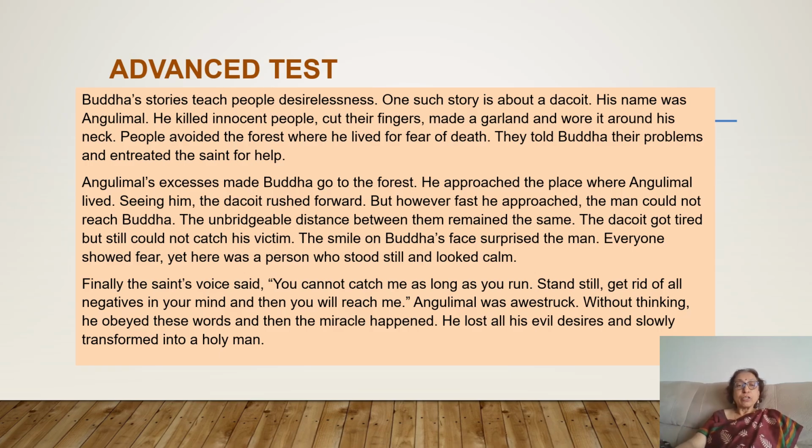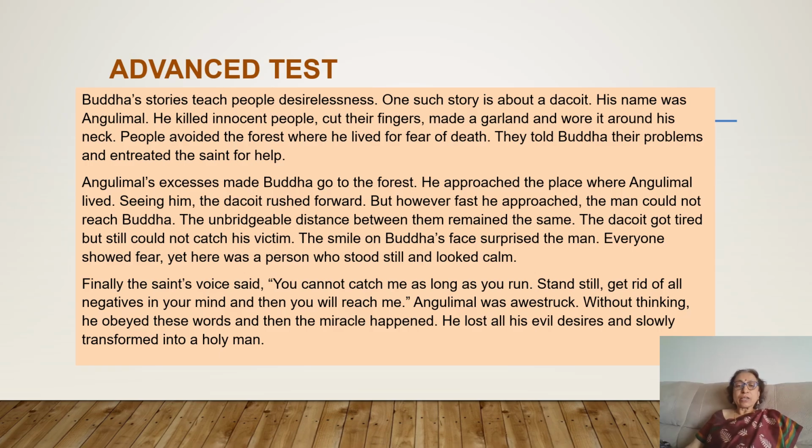Look at this passage. Buddha's stories teach people desirelessness. One such story is about a dacoit. His name was Angulimal. He killed innocent people, cut their fingers, and made a garland and wore it around his neck. People avoided the forest where he lived for fear of death. They told Buddha their problems and entreated the saint for help. Angulimal's excesses made Buddha go to the forest. He approached the place where Angulimal lived.